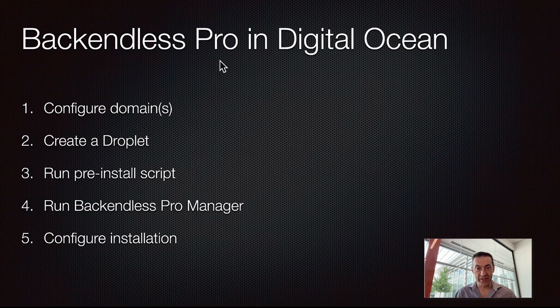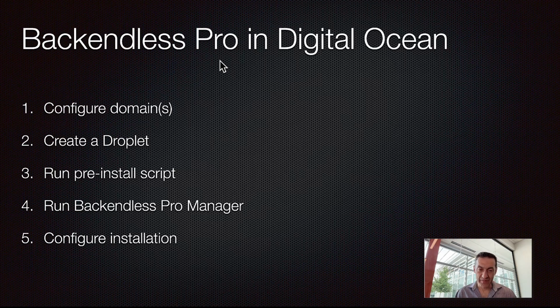Once that droplet is created, there will be script number one that you run to pre-initialize everything for Backendless Pro. It will download a bunch of stuff. It will take care of a lot of complexity that otherwise you would have to do by hand, but we don't want you to go through and run a bunch of Linux commands. So we created a script that does all of it.